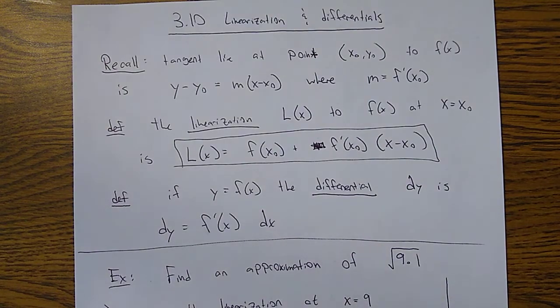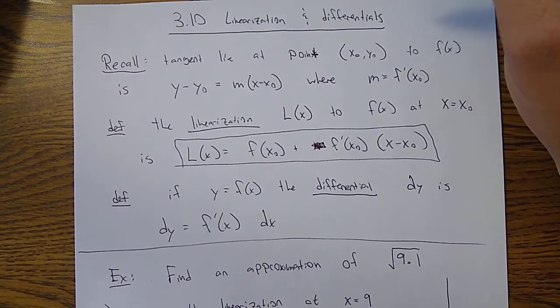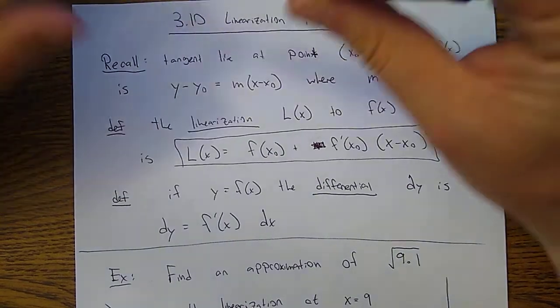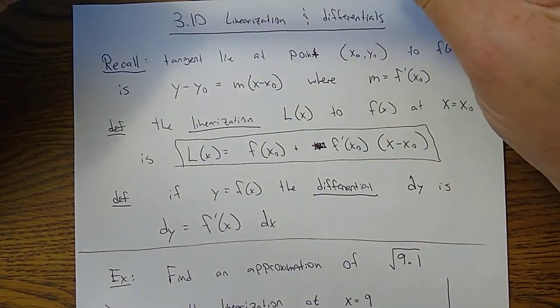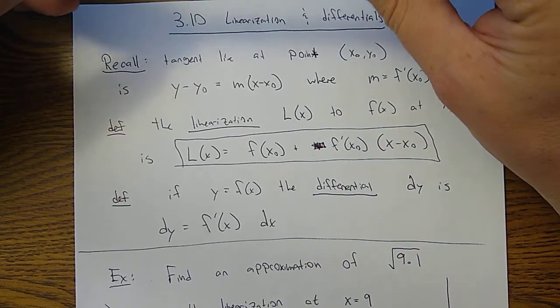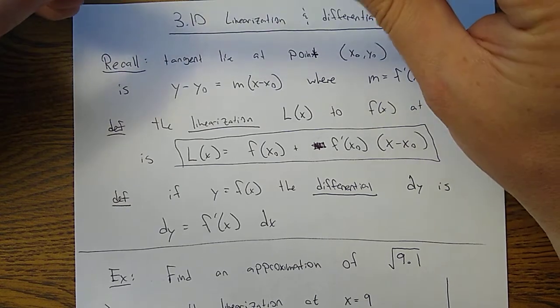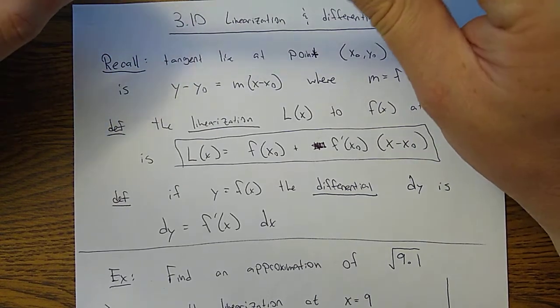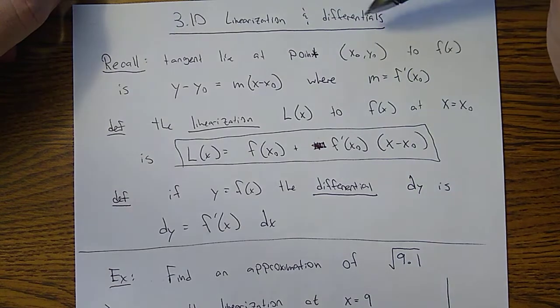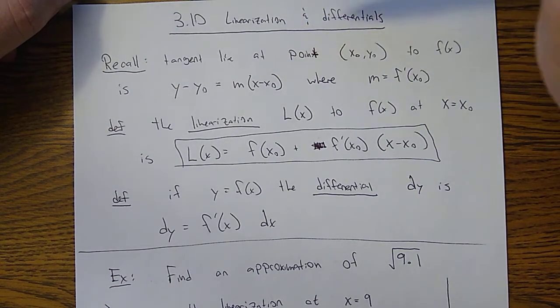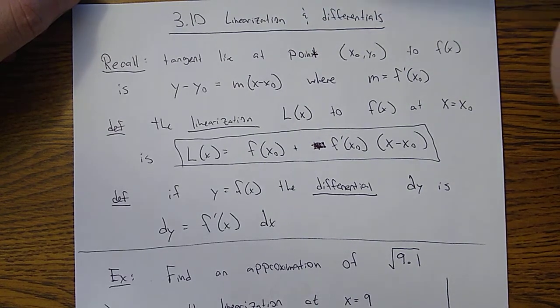Okay, so this is about 3.10, linearization and differentials. There's not too much new. I know I say this about a lot of sections lately, but in my opinion, this is an easy section. Linearization and differentials are both just different names or different ways of thinking about tangent lines, and we've been talking about tangent lines for a long time now.